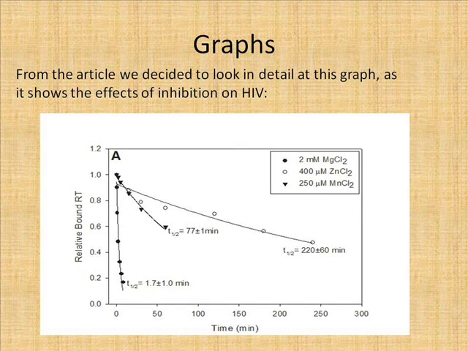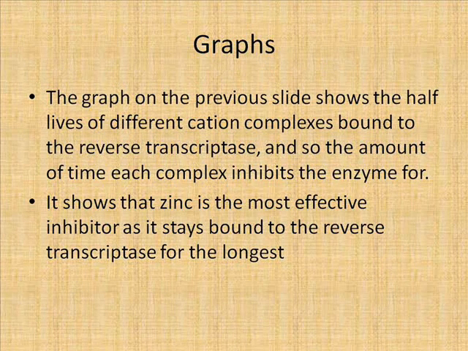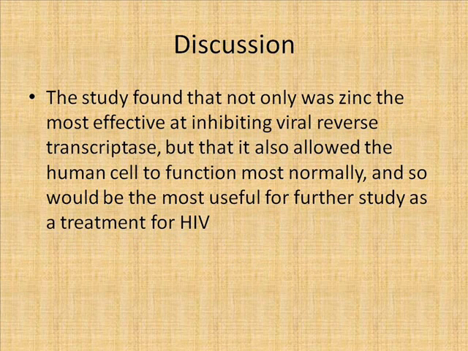The graph shows how much of the different cation compounds remain bound to the reverse transcriptase over time. From this graph, it can be seen that the zinc chloride remains bound to the enzyme much longer than the other two, and so inhibits the enzyme's activity for much longer. The inhibition caused by zinc chloride would be the most likely candidate for further research, as it causes the longest lasting inhibition of HIV's reverse transcriptase, but it also caused the least ill effects to cells when it was introduced to them.